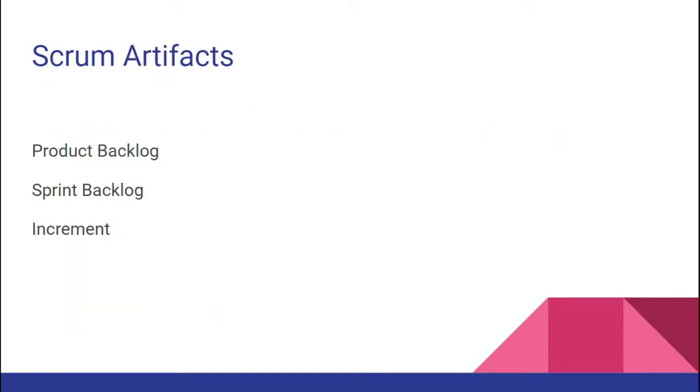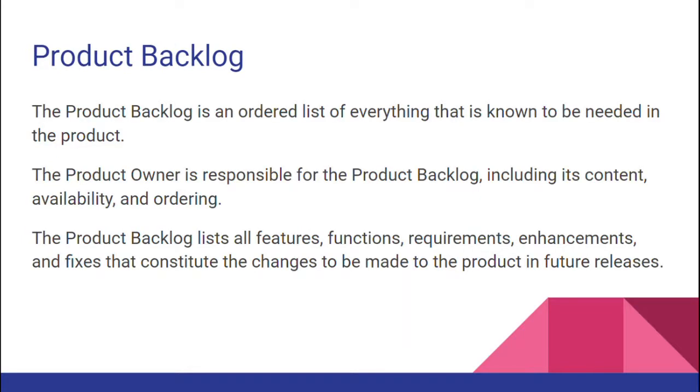Scrum artifacts. So Scrum artifacts are product backlog, sprint backlog, and increment. Product backlog. The product backlog is an ordered list of everything that is known to be needed in the product. It is an ordered list, which means the items in the product backlog are put on a priority basis. The product owner prioritizes them, and on the basis of priority they are taken into the sprint backlog. The product owner is responsible for the product backlog, including its content, availability, and ordering.